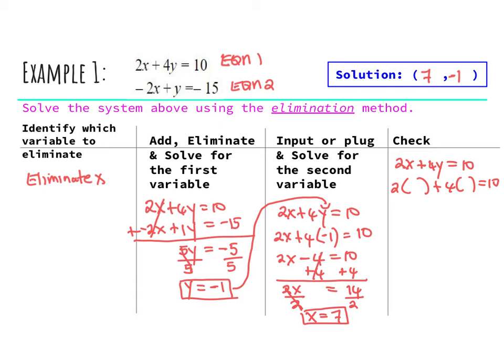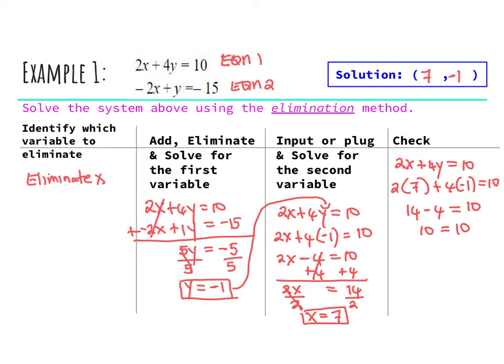We said x is 7 and y is -1. Okay, so simplifying what we have on the left side of the equation, 2 times 7 is 14. 4 times -1 is -4. And we're going to check to see if that's equal to 10. 14 take away 4 is 10. So 10 is equal to 10.